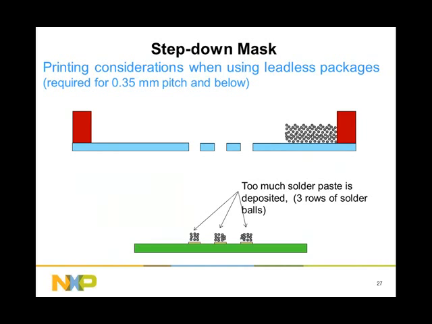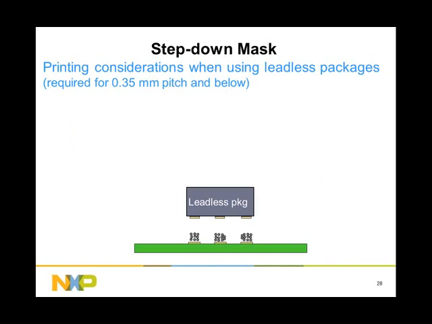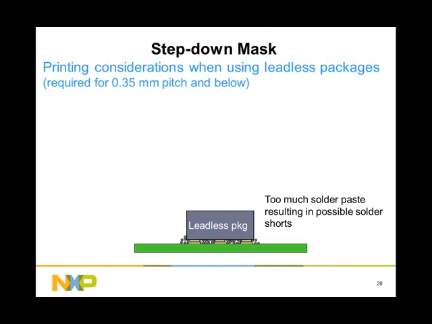However, in this example, we printed 3 rows of solder balls, so that when you mount a leadless package on it, as the package comes in contact with the PCB and it's reflowed, since there's excessive solder, there is the possibility of shorting of the lands on the PCB.